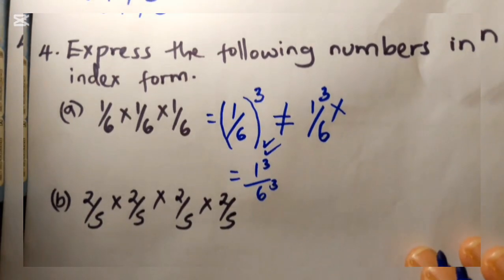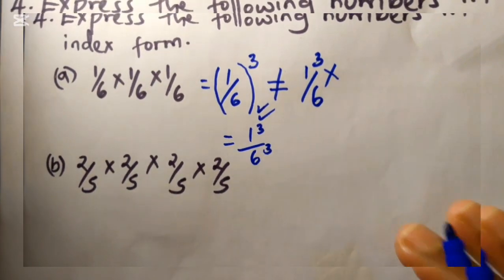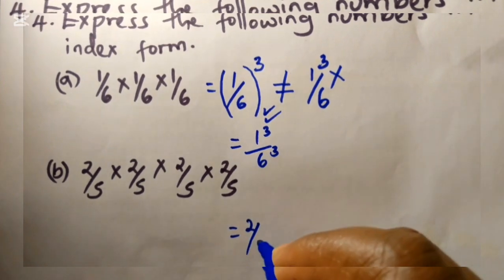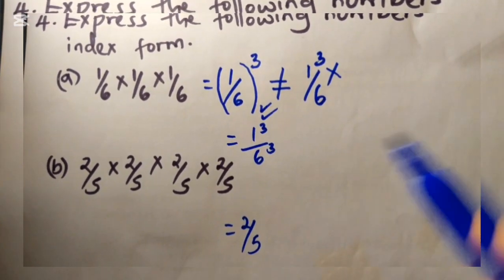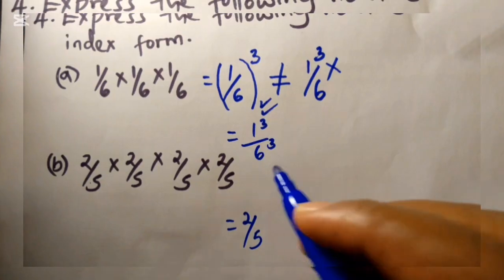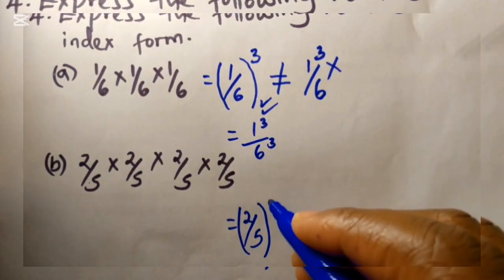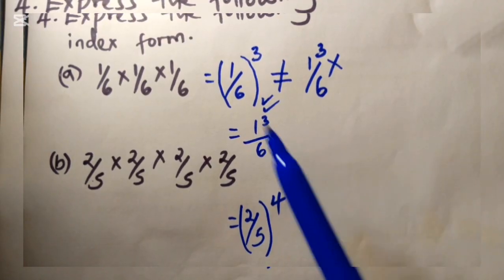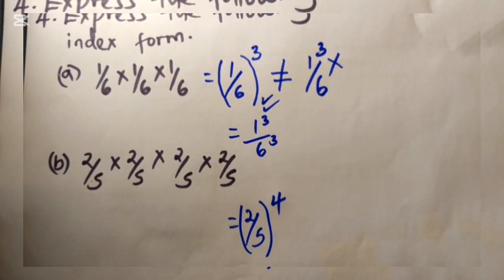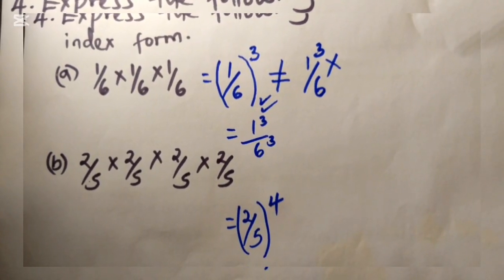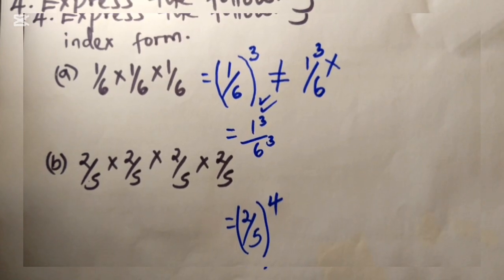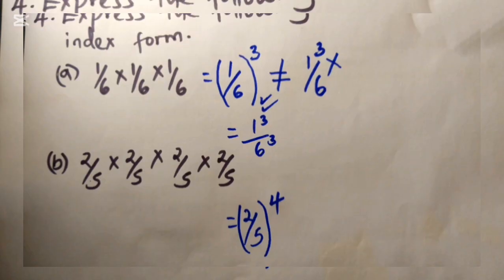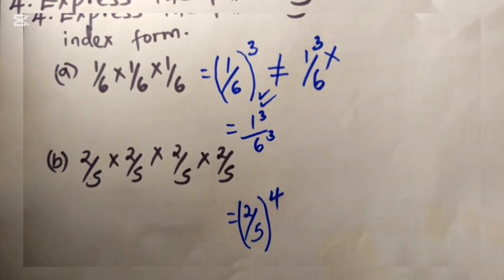The same happens to another fraction here. 2 over 5 has repeated itself how many times? 1, 2, 3, 4. So we have the bracket, 2 over 5, power 4. Remember what I've said? Make sure you have the brackets to mean that the whole fraction, that is the numerator and the denominator, are all raised to the index or the power.